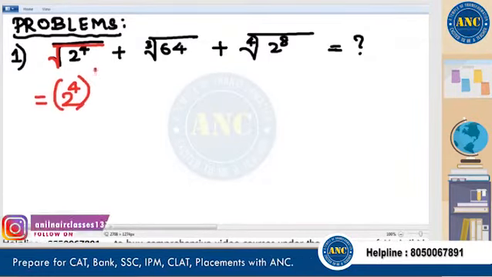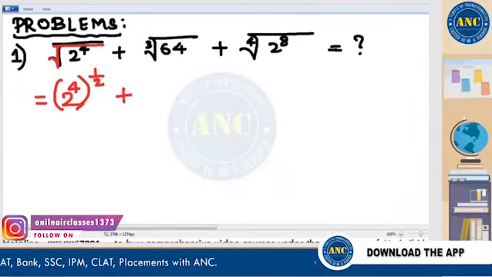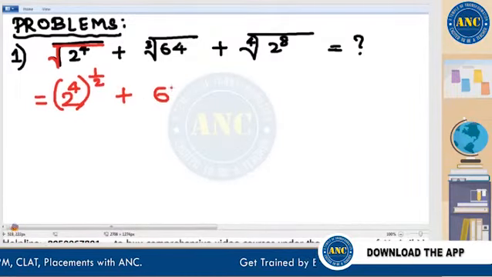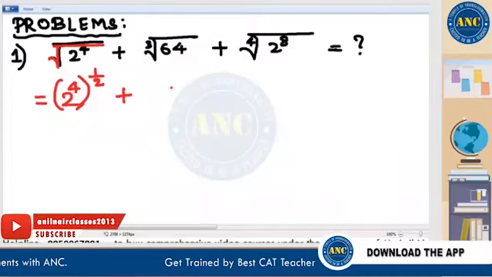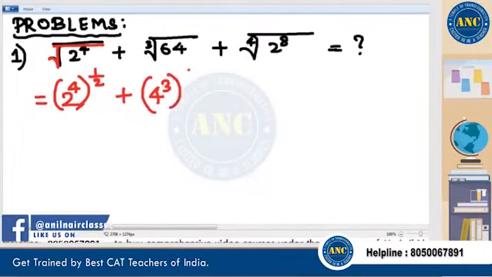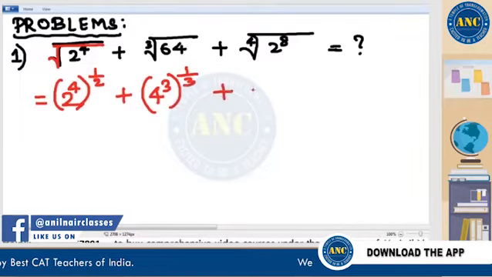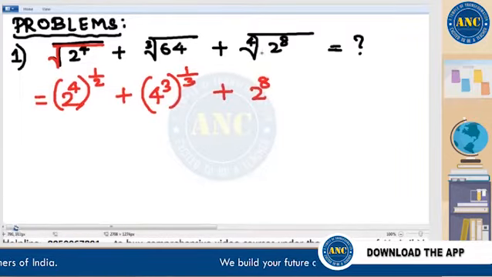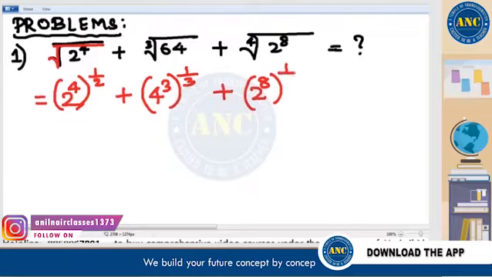One problem I am writing in detail. It is power 1 by 2. 64 I will write as 4 power 3, right? 64 is nothing but 4 power 3. Cube root is nothing but power 1 by 3. And 2 power 8 I will write as it is. Fourth root is nothing but power 1 by 4.